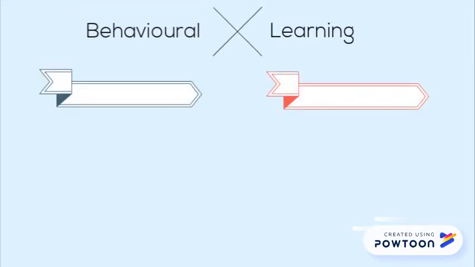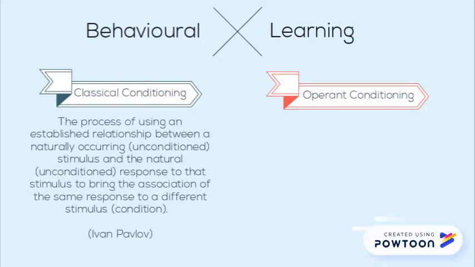Behavioral learning can be achieved through 1. Classical conditioning and 2. Operant conditioning. Pavlov's theory of classical conditioning concerns the process of using an established relationship between a naturally occurring and therefore unconditioned stimulus and the naturally occurring response to that stimulus to bring about the association of the same response to a different stimulus, which is the conditioning.